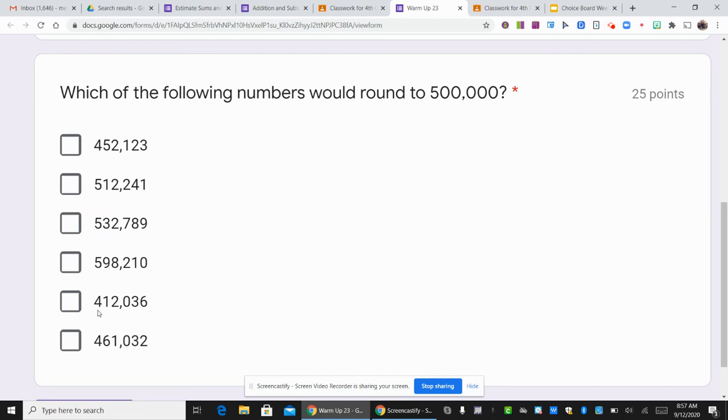We see that's 400 and that the number next door does not tell that to round to 500,000. So this would become 400,000. And then for our last choice, 461,000, we can see that that 6 next door tells our 4 to become a 5, so that would be 500,000. So all of your answer choices should have been 4 in total. The first, second, third, and sixth choice were correct.